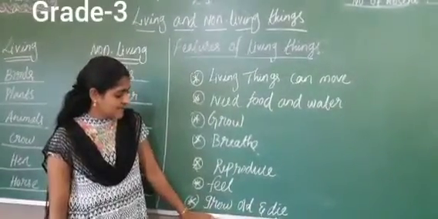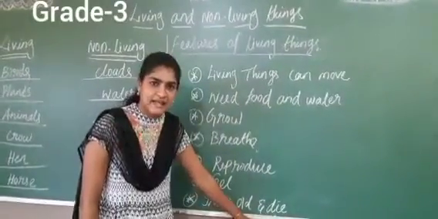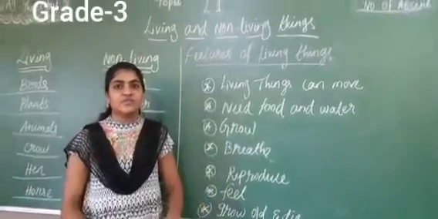And next one, living things grow old and die. Plants and animals grow up to a certain age.